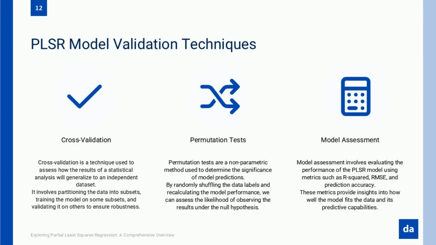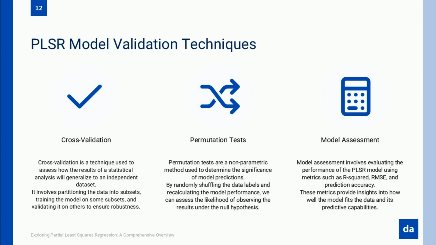Then there's model assessment using performance metrics, things like R-squared, root mean square error (RMSE), and prediction accuracy. R-squared tells you how much of the variance in your data is explained by the model, while RMSE measures how far off your predictions are on average. A good model should have a high R-squared and a low RMSE, meaning it captures real patterns without making huge mistakes. If your model's RMSE is sky high and R-squared is embarrassingly low, well, it might be time to rethink things.